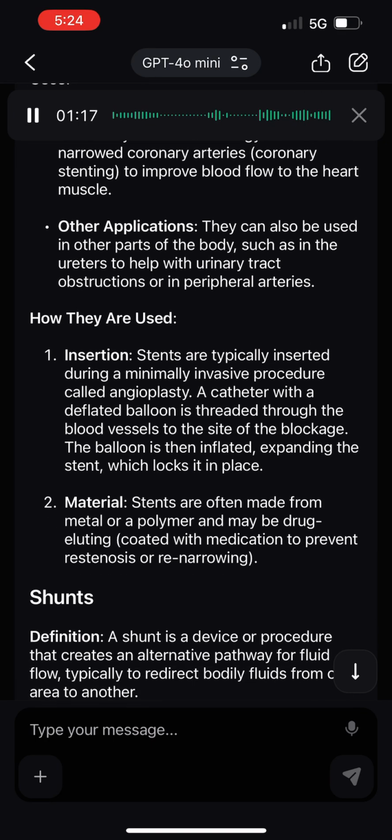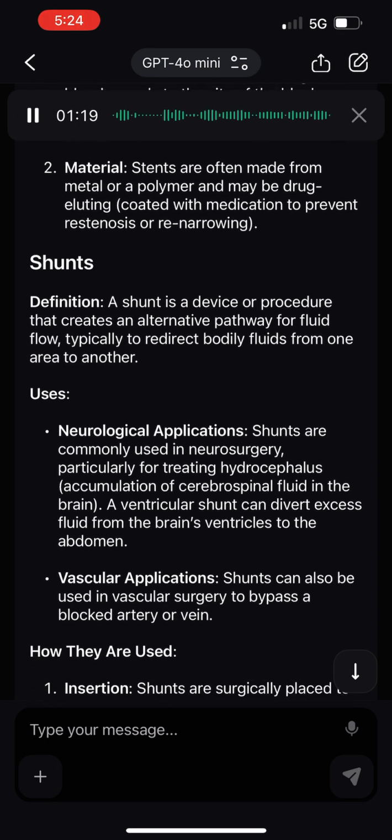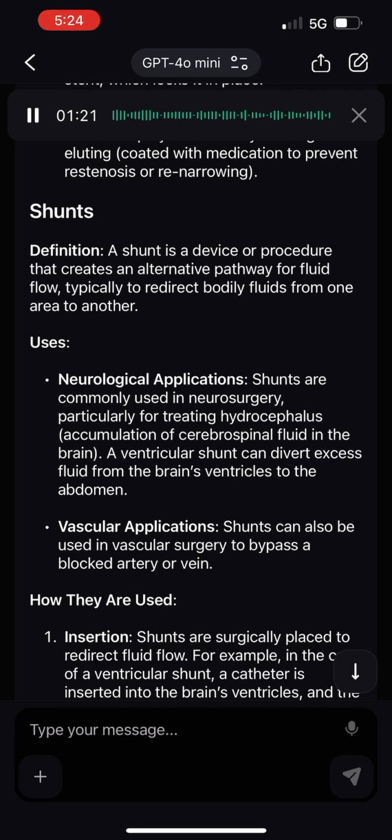Shunts. Definition. A shunt is a device or procedure that creates an alternative pathway for fluid flow, typically to redirect bodily fluids from one area to another. Uses. Neurological applications. Shunts are commonly used in neurosurgery, particularly for treating hydrocephalus, accumulation of cerebrospinal fluid in the brain. A ventricular shunt can divert excess fluid from the brain's ventricles to the abdomen.